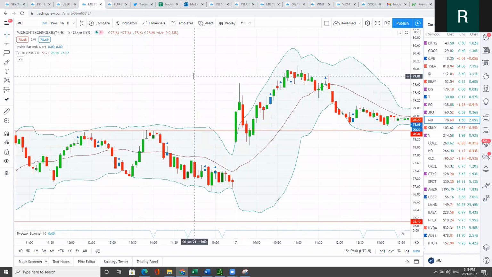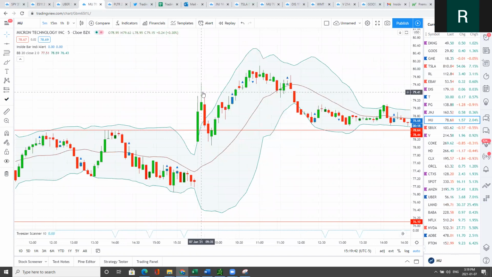Then the next setup was MU. Same thing with MU. We broke through the high. There wasn't an inside bar setup, but there was a nice, beautiful double bottom setup. We had this nice double bottom pattern at the previous day's high. We held it, and then we ripped higher.